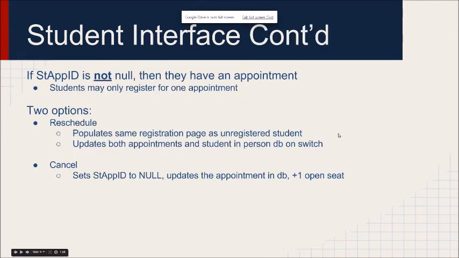So, what happens if the student appointment ID is not null? Well, that means they have an appointment already. And students are only allowed to register for one appointment at a time. So, when this happens, we will give them 2 options. One option is that they can reschedule. We will provide a list of available appointments, and if they choose a different one, it will cancel the appointment they have already and schedule the one they most recently chose. Or they can simply cancel their appointment.